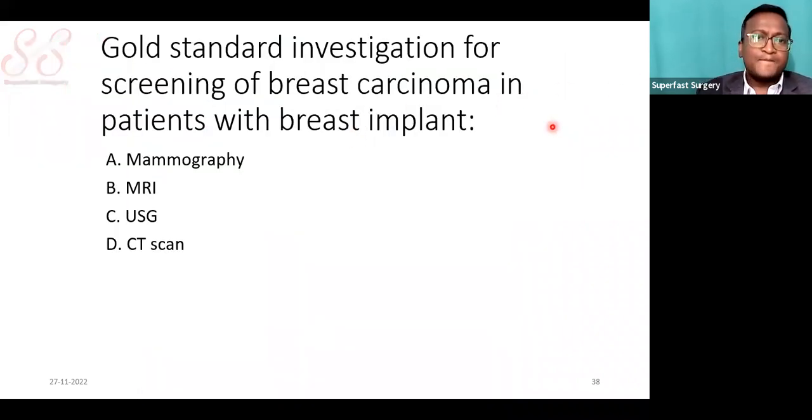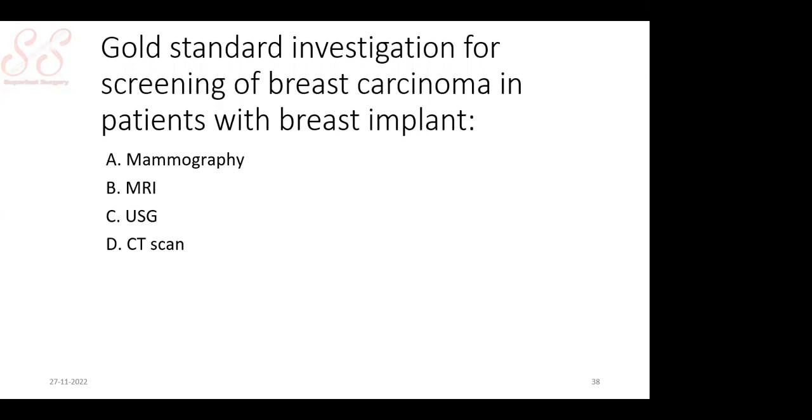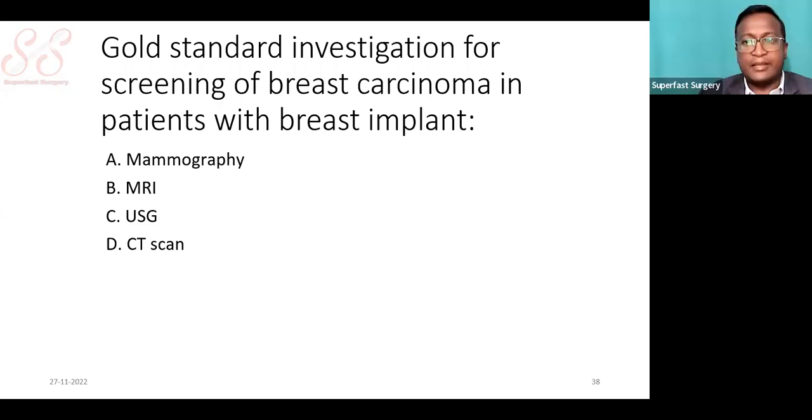What is the gold standard investigation for screening of breast cancer in patients with breast implants? Let's test ourselves with this MCQ. Mammography, MRI, USG, or CT scan. You can reply to me in the chat box. MRI. Yes, this is MRI. What is the sign seen on MRI? We'll be discussing it shortly.